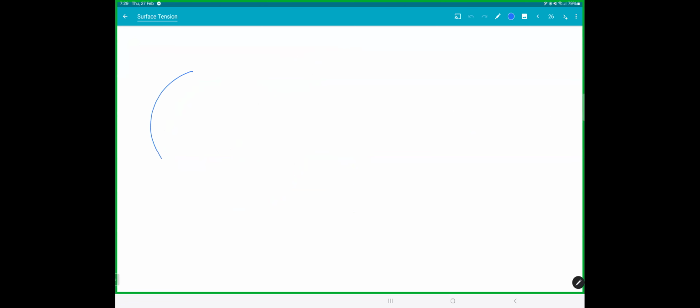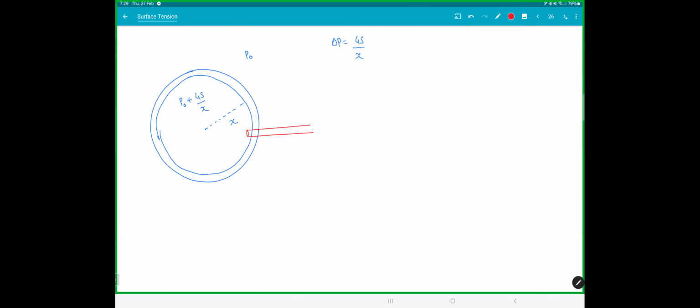So after time t, let the radius be x. Outside pressure is P naught. Inside pressure is P naught plus 4s by x. So what is the excess pressure? 4s by x. You kept a pipe here, length L, radius A.